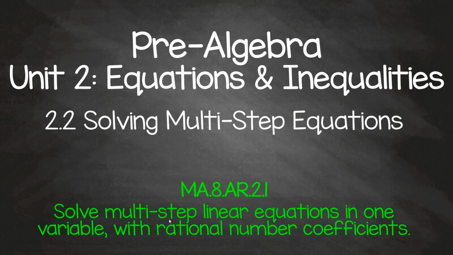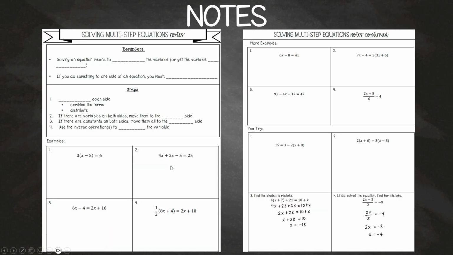And we are solving multi-step linear equations with one variable with rational number coefficients. So rational number is just your fraction or decimal. Nothing too fancy there. All right, this is what your notes should look like. So we'll have some vocabulary terms, some general steps that we can follow, some examples, some more examples I'll go over, and then you can try these on your own.